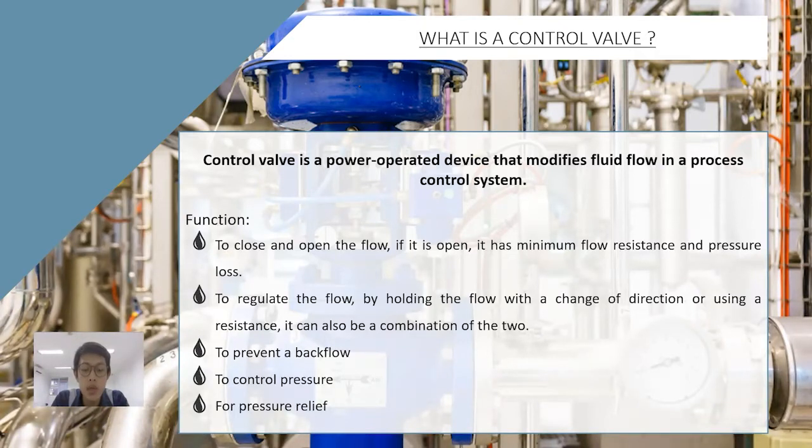Many types of valves are often used. Each type of valve has its own function. The functions are, first, to close and open the flow. If it is open, it has minimum flow resistance and pressure loss. Second, to regulate the flow by holding the flow with a change of direction or using a resistance. It can also be a combination of the two. Third, to prevent backflow, to control pressure, and for pressure relief.